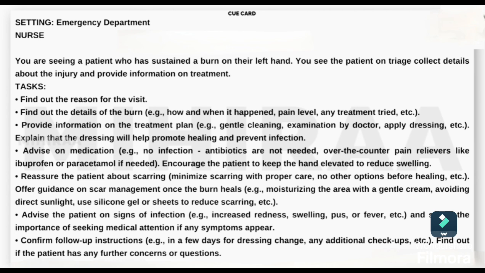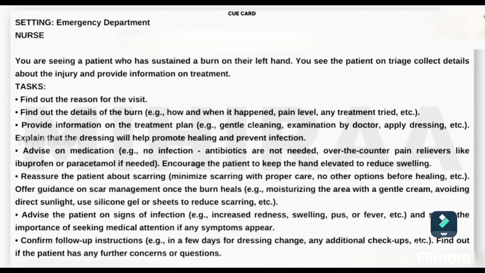So the patient might say, yes, sister, I have a great concern about scarring. According to the size of the burn, I hope it will not be big. I just want to minimize the scarring or just to prevent complete scarring. Do you have any management for that? What can I do at home for that? So you can just explain like this.